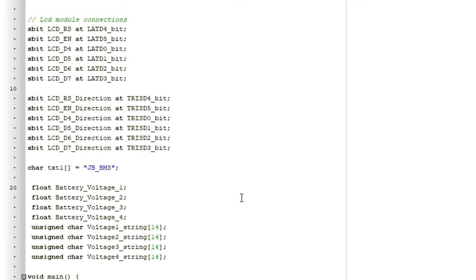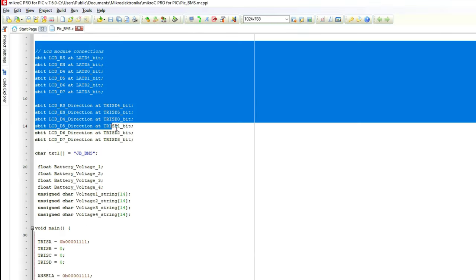Here's a look at the code. For those of you that are interested, these are the LCD connections.